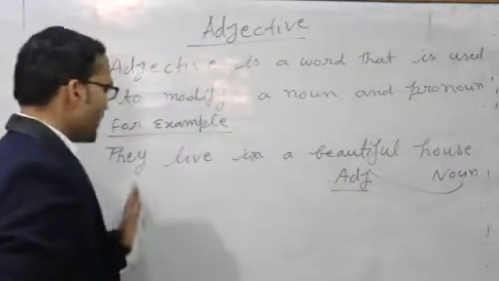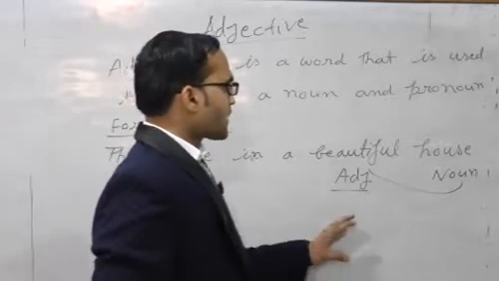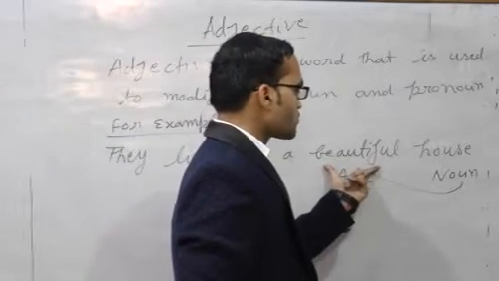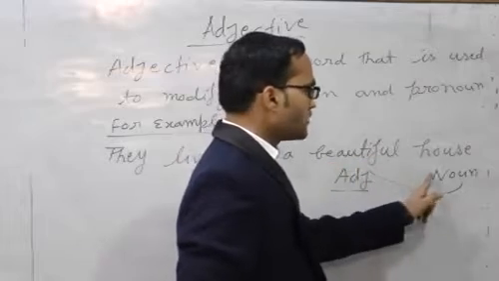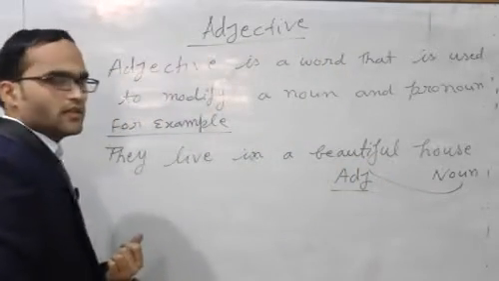यानी कि वे एक खूबसूरत मकान में रहते हैं. Dear child, adjective is a word that is used to modify noun, यानी कि noun की विशेषता बताए जो, that is adjective. Clear the point?